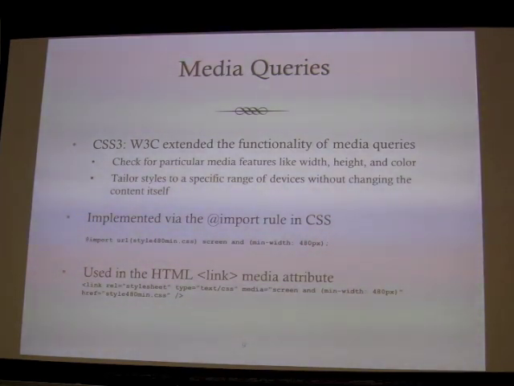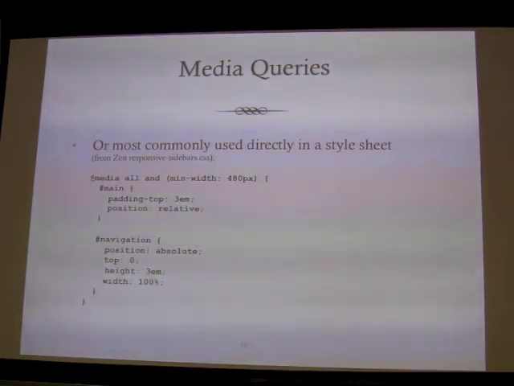It allows your media query to check for particular media features like width or height or color, and then you can tailor your CSS styles to a specific range of devices without having to change the content itself. There are 3 ways that media queries are typically implemented. One is via an @import rule in CSS, and there's an example here. You can also use it in the HTML link media attribute. But the most common way is to use it directly in the style sheet.